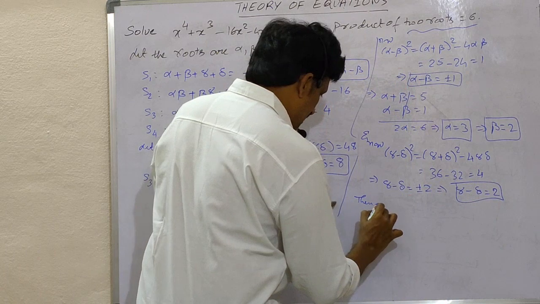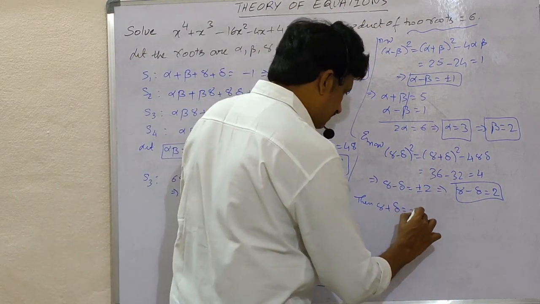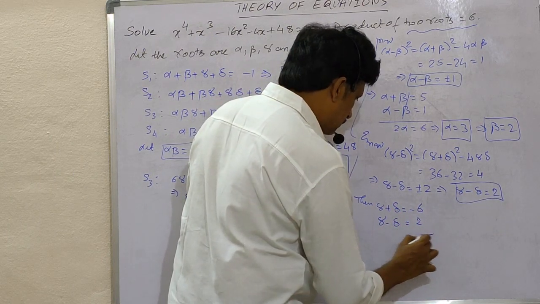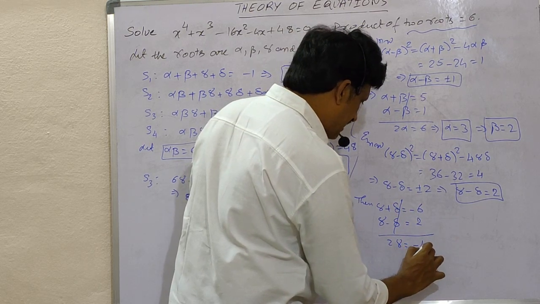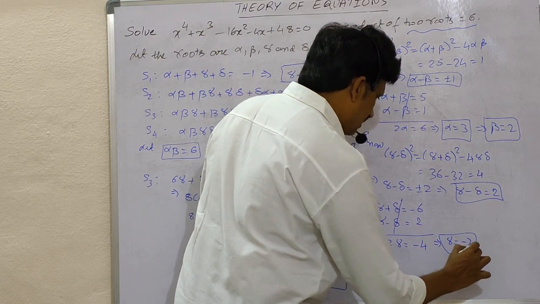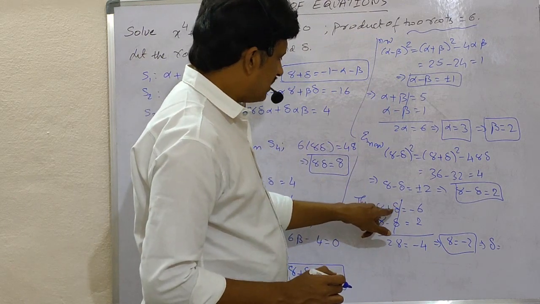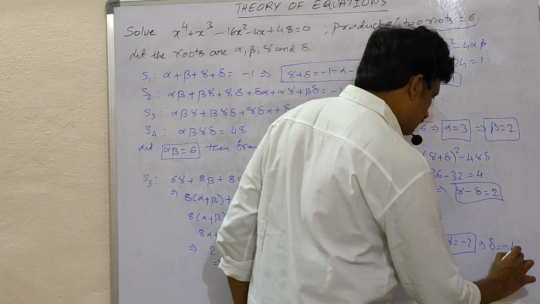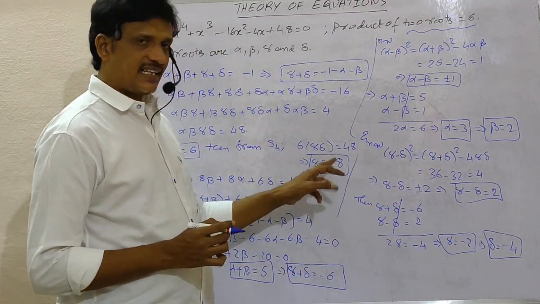Then the value of gamma plus delta is equal to minus 6 and gamma minus delta is equal to 2. Add these two. 2 gamma is equal to minus 6 plus 2, which is minus 4, gives gamma is equal to minus 2. Then delta is equal to, if gamma equal to minus 2, then delta will be minus 6, minus of minus means plus 2, that is minus 4. Now the product will be minus 2 into minus 4, that is plus 8.